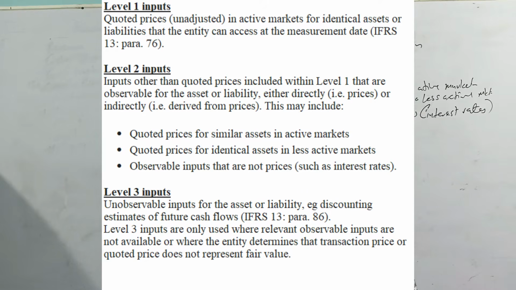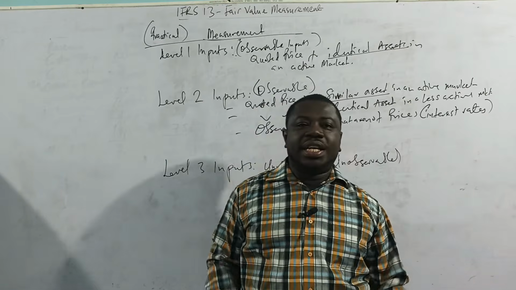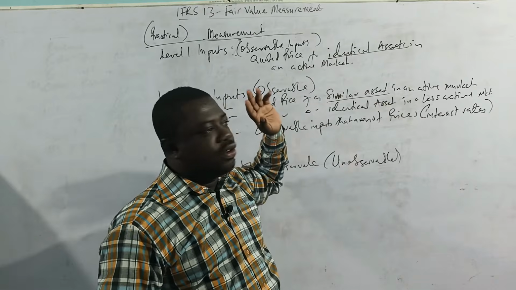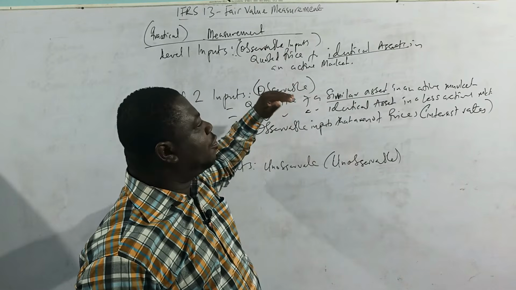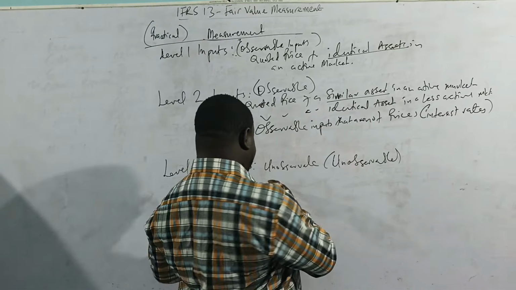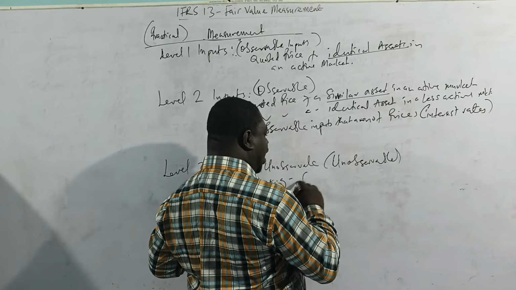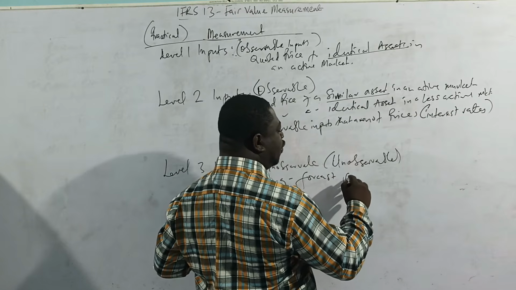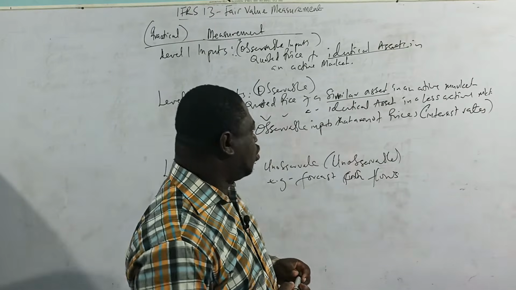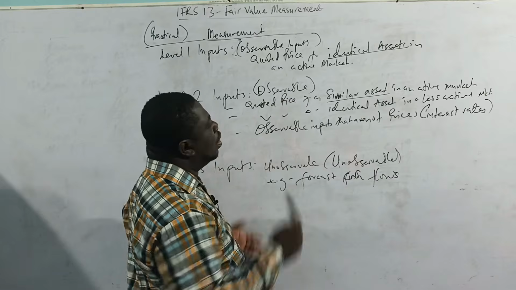Level 3 inputs are only used when relevant observable inputs are not available, or where the entity determines that transaction prices or quoted prices do not represent fair value. So we only use the level 3 input when prices do not reflect fair values. Other than that, we always have to give preference to observable inputs. And the standard gives us an example of forecast future cash flows, so value in use can be used there. So, these are the 3 levels.